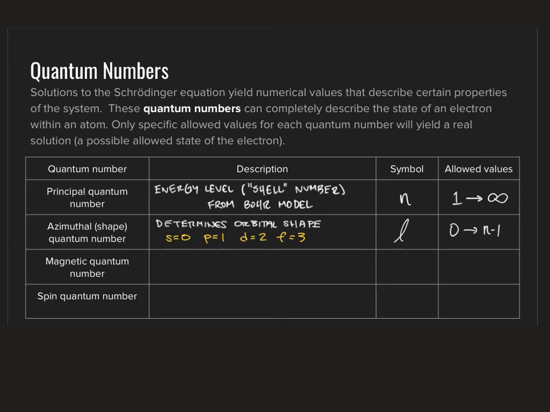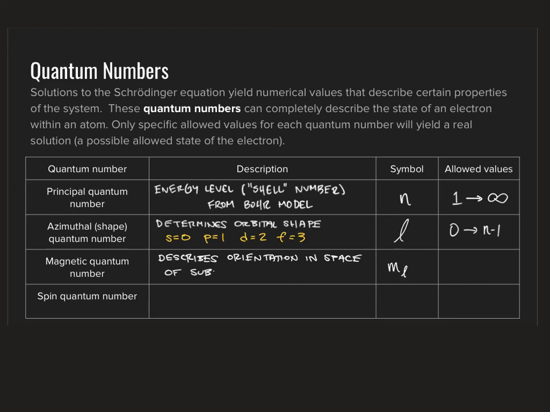And continuing along next, we have the magnetic quantum number. That magnetic quantum number essentially describes the orientation in space of the particular suborbital you're dealing with. We abbreviate that magnetic quantum number with the symbol m sub L.